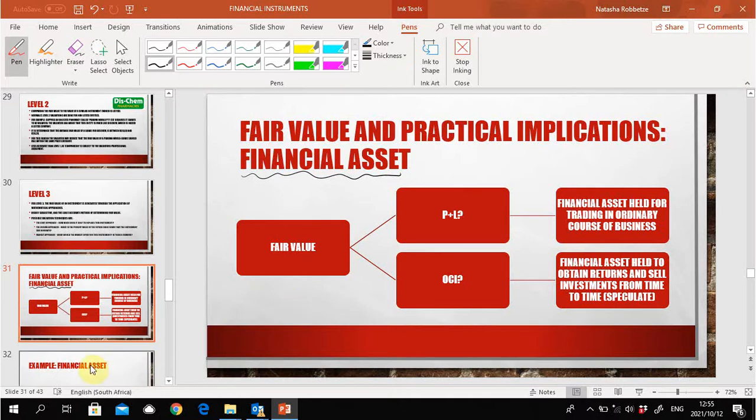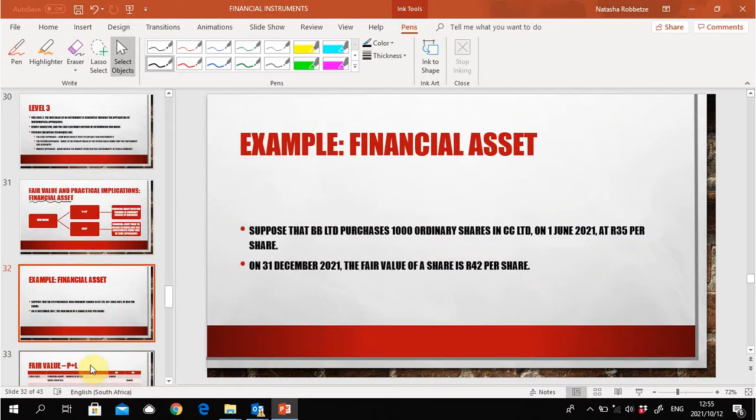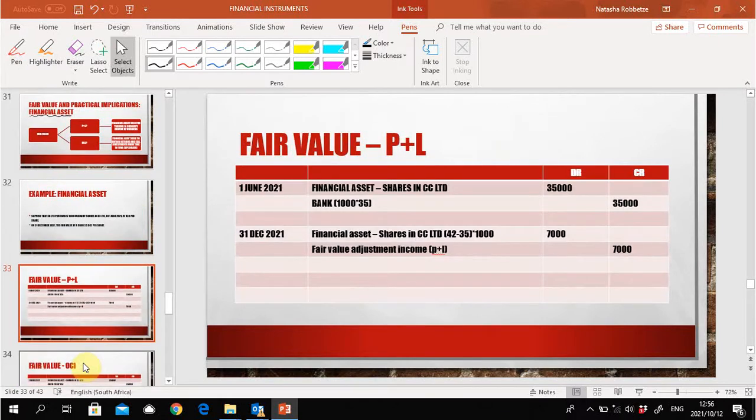So I put an example here of the financial asset, and I said, suppose that BB Limited purchases 1,000 ordinary shares in CC Limited on 1 June 2021 at 35 Rand per share. On 31st December 2021, the fair value has now increased to 42 Rand. So what will happen if this is a financial asset through profit or loss? So if it's speculated with as the main business, then we're going to recognize the financial asset, and we say we pay for it 1,000 of them times 35 Rand. And then at year end, the value increases. So it's 42 minus 35 times the 1,000.